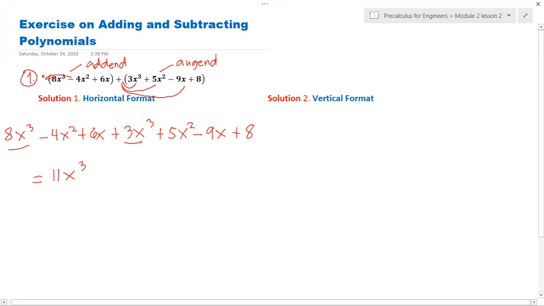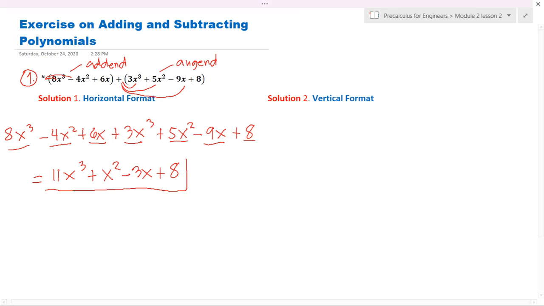So here, what's next? So x squared. So we have negative 4x squared added to 5x squared. So we have x squared only. How about the x? We have here 6x and negative 9x. So 6x minus 9x is equal to negative 3x. How about for our constant? We only have one constant, this value 8 here. So you can write it down as plus 8. So this would be our answer in horizontal format.